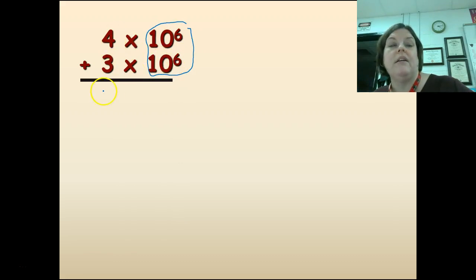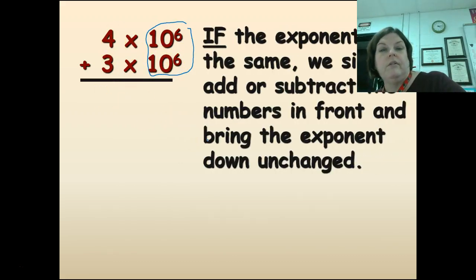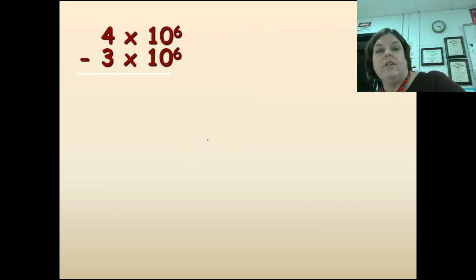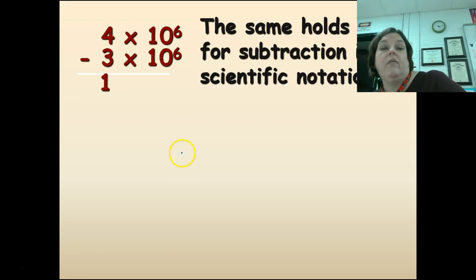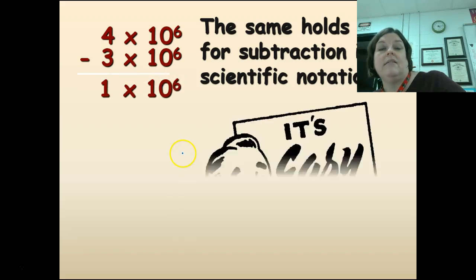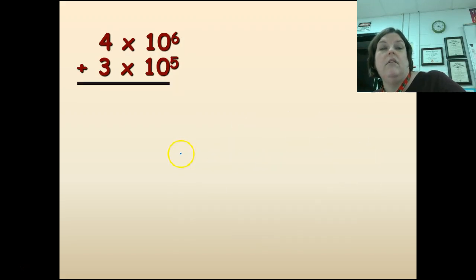So 4 plus 3 is 7. And then I just bring down the times 10 to the 6. That's all I do. So let's try one. 4 times 10 to the 6 minus 3 times 10 to the 6. Well, that's just 1 times 10 to the 6th. It's easy.